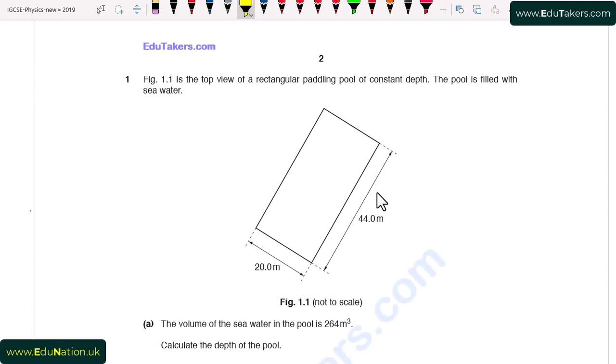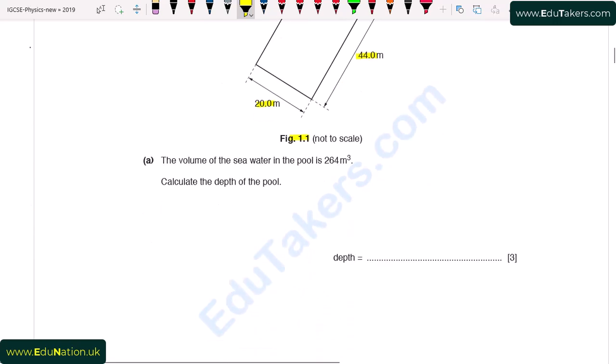Question number 1. Figure 1.1 is the top view of a rectangular paddling pool of constant depth. The pool is filled with seawater. Here is figure 1.1 and we can see that the depth remains constant, and the length is 44 meters and the width is 20.0 meters. Part A. The volume of the seawater in the pool is 264 meter cube. Calculate the depth of the pool.